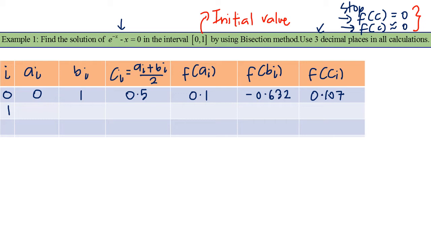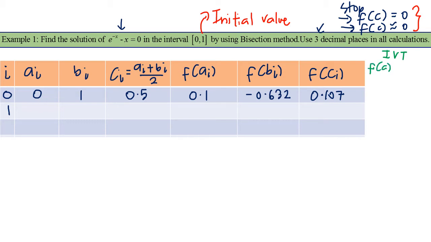So what will be your new interval, your new value of a_1 and b_1? Now we are going to apply the intermediate value theorem. The intermediate value theorem says when f(a) and f(b) have different signs, then there exists a solution between them. Also now, what you have to do when you apply that condition, in this case, is compare f(a) and f(c).